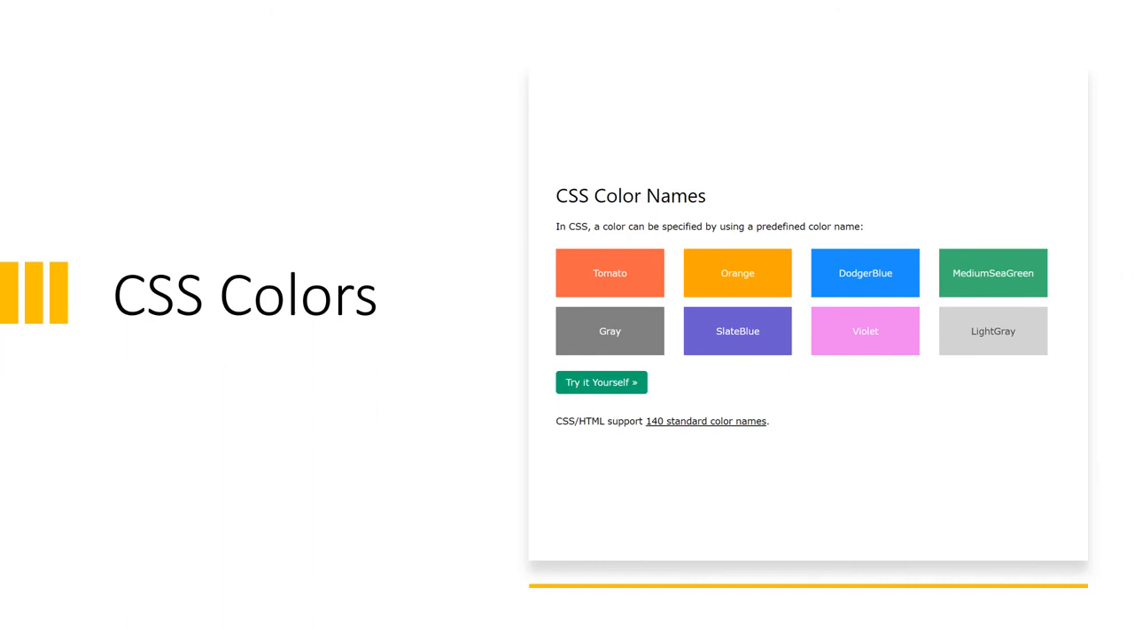Next, we are going to see CSS colors. What CSS colors are available? CSS has many colors with color names like tomato, orange, violet, gray, and dodger blue. Many colors such as light gray are supported; more than 140 standard color names are supported by CSS and HTML. We will now see how to include those colors.